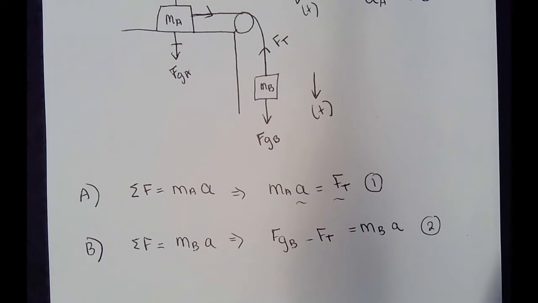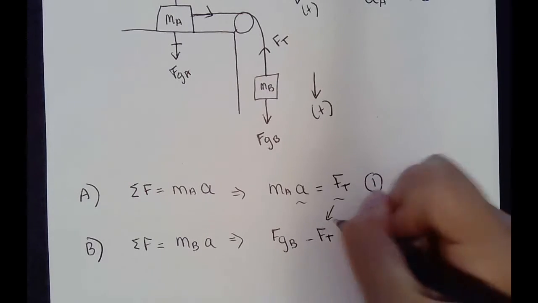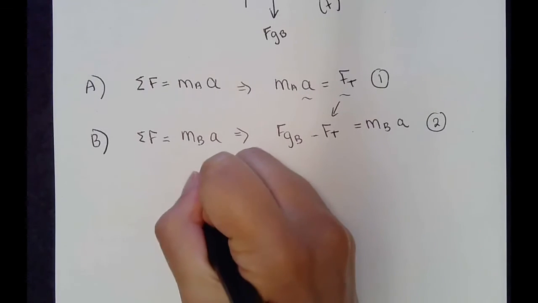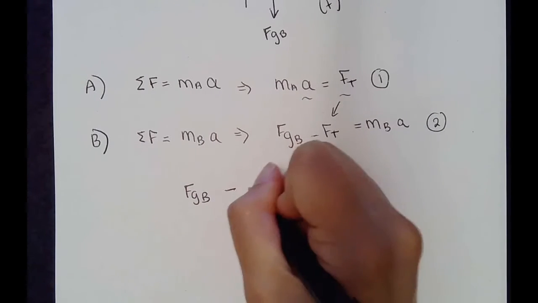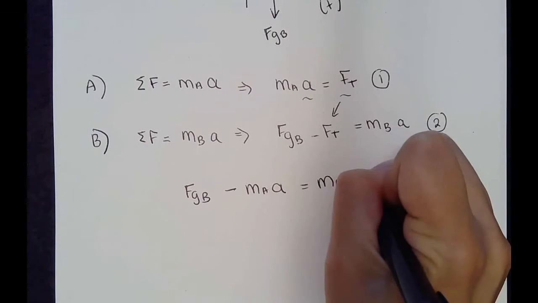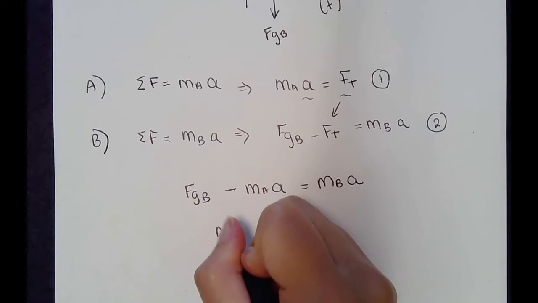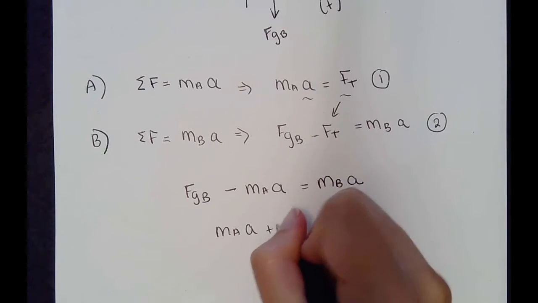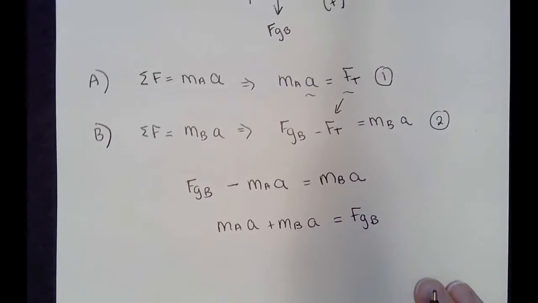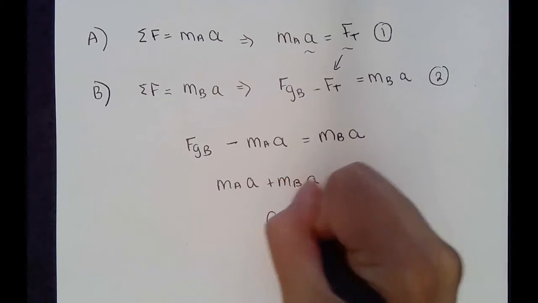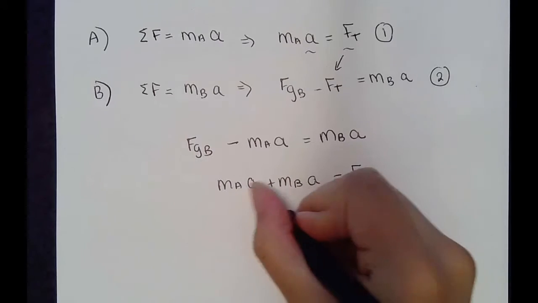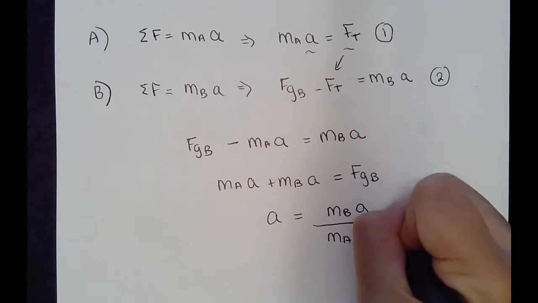So just like before, I'm going to plug in this expression for the tension into equation 2. So we'll have FGB minus mA times a equals mB times a. So I end up with mA a plus mB a equals FGB. So the acceleration equals the mass of B times g, this force, over these two masses, mA plus mB.